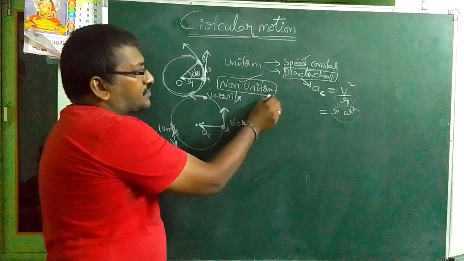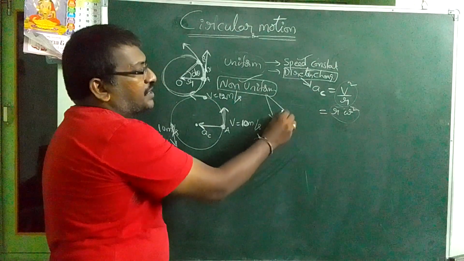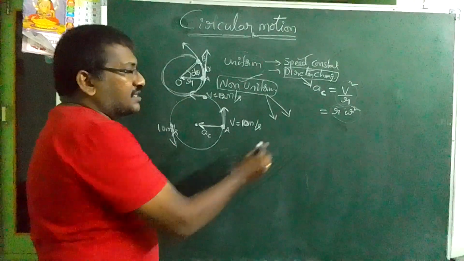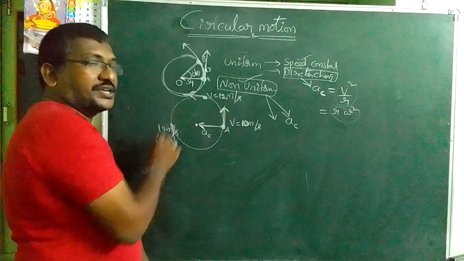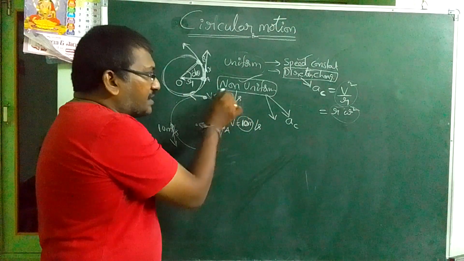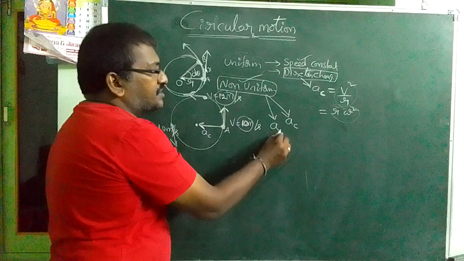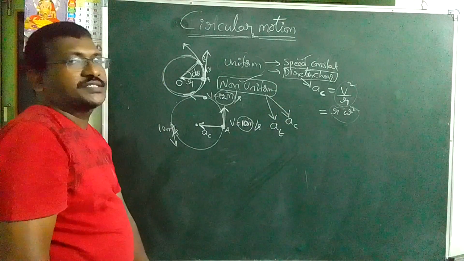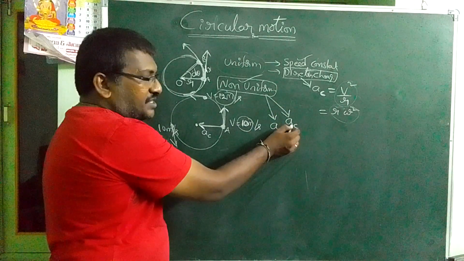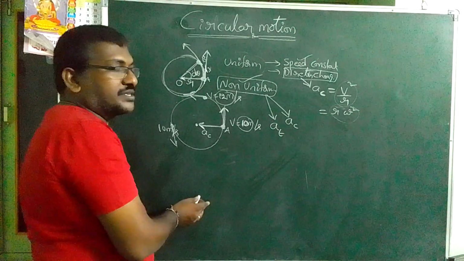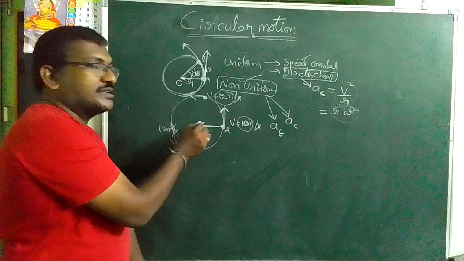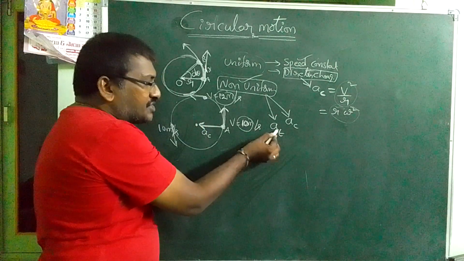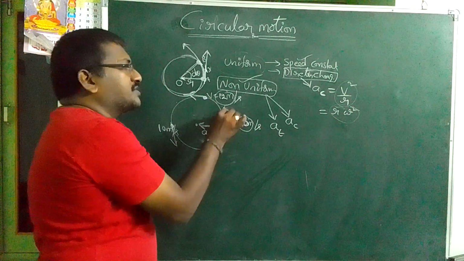That type of motion is called non-uniform circular motion. In non-uniform circular motion, the body has two types of accelerations. That is centripetal acceleration due to the change in direction, and due to the change in magnitude, it causes some acceleration that is called tangential acceleration. Centripetal acceleration and tangential acceleration. The centripetal acceleration is always acting toward the center. The tangential acceleration is acting along the tangent.